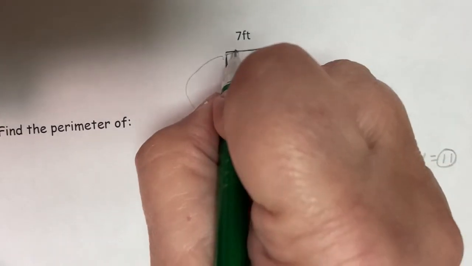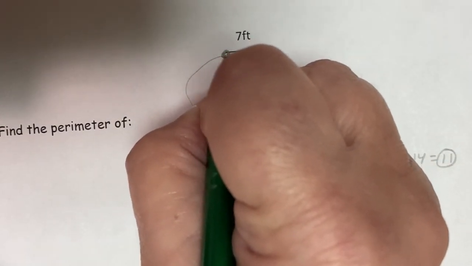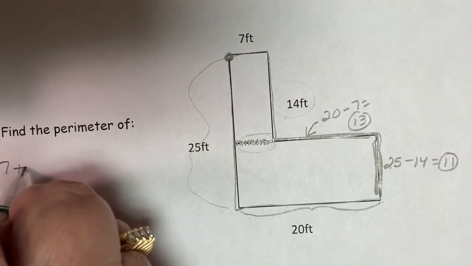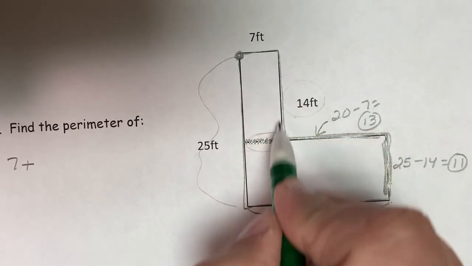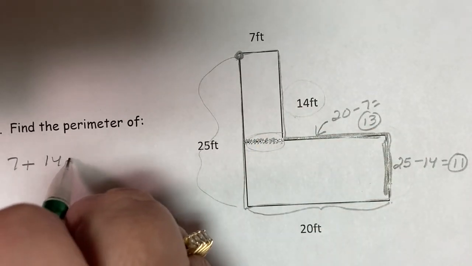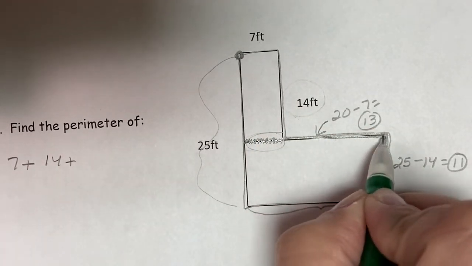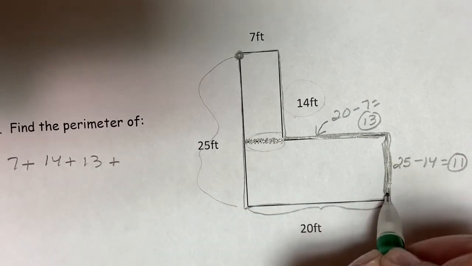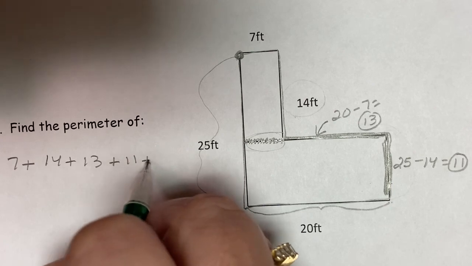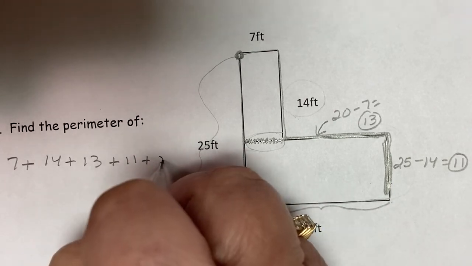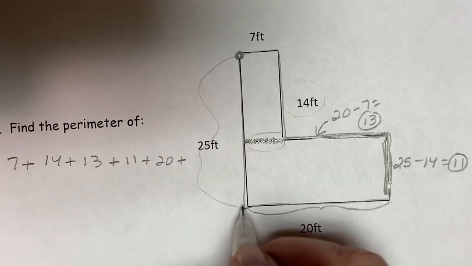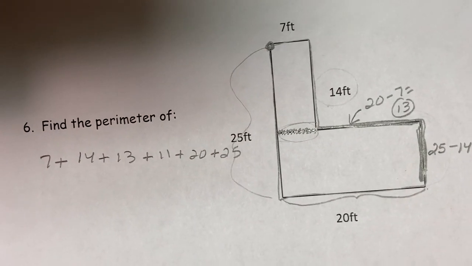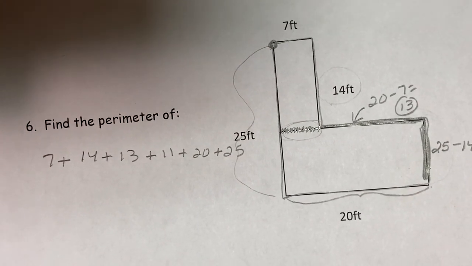So I just like to kind of mark where I start, and I'm going to go clockwise. So I'm going to have 7 plus, if I keep going, 14 plus this side right here is 13. Plus this side right here is 11, plus this whole side here is 20, plus this side here is 25. And I'm going to add these all together. Now notice I went horizontally this time.